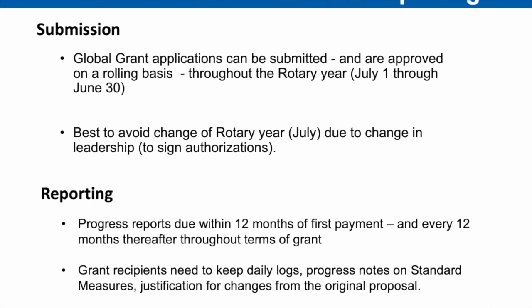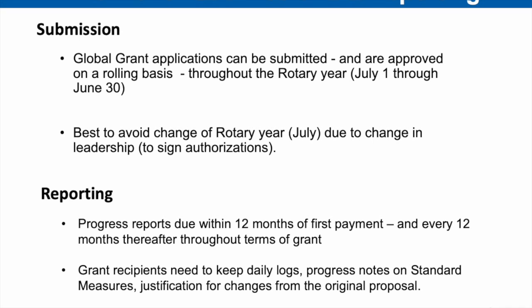So what are the timelines for submission and reporting? Well, for submission, global grant applications can actually be submitted throughout the Rotary year, and they're approved throughout the Rotary year, from July 1 through June 30th. But one of the things I would suggest is that you avoid the month of July and August, because that's when the Rotary leadership is changing across the board in many cases, and many of your signatures may be delayed for authorization. So try to submit it, avoiding those times when the Rotary year is in transition.